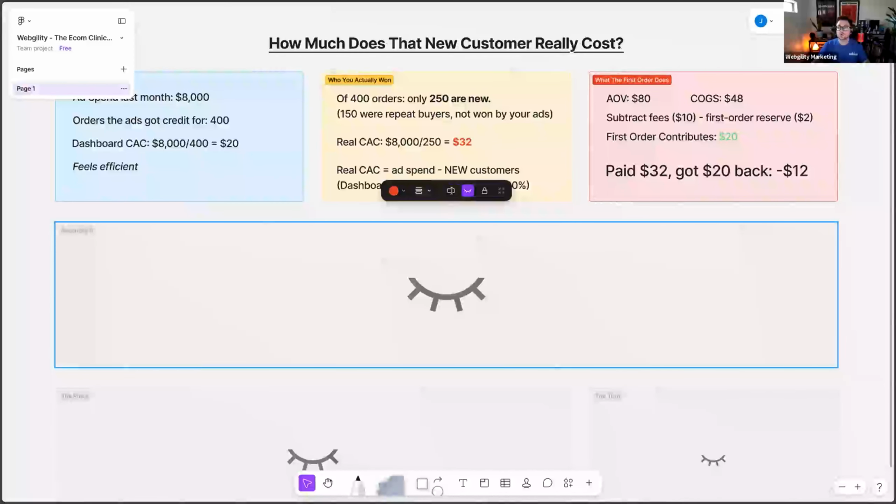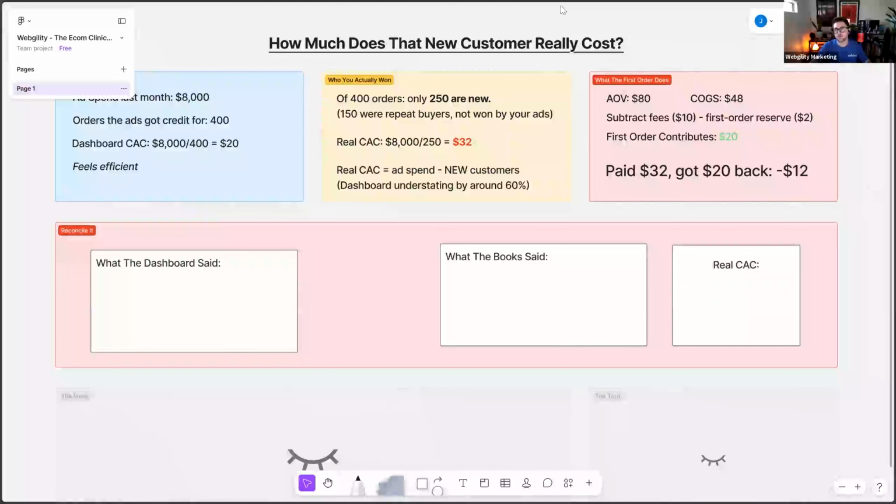So moving on, the big point of this conversation, and why Webgility gets involved in this, is the reconciliation process, right? So what your dashboard says and what your books say are generally going to be two different things. Again, if you don't have them integrated directly and that information isn't shared between the two platforms, you're going to be seeing two different numbers generally.